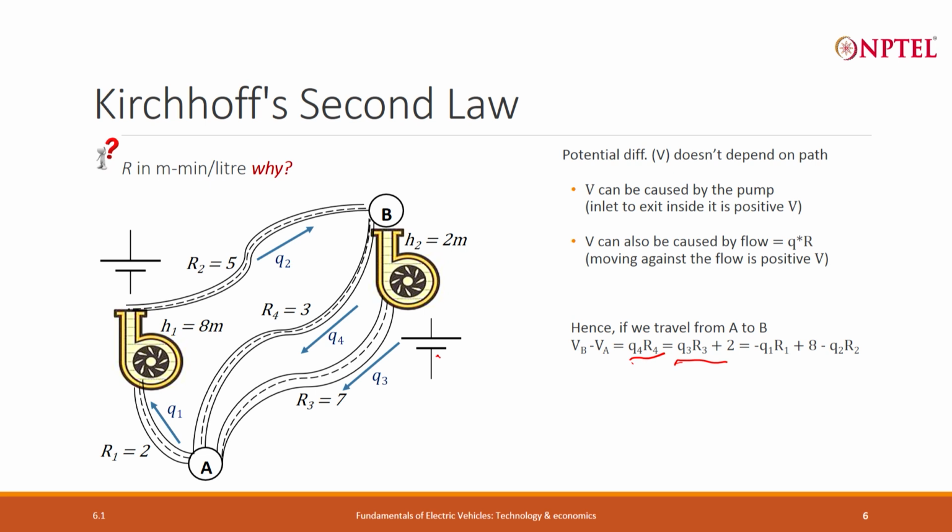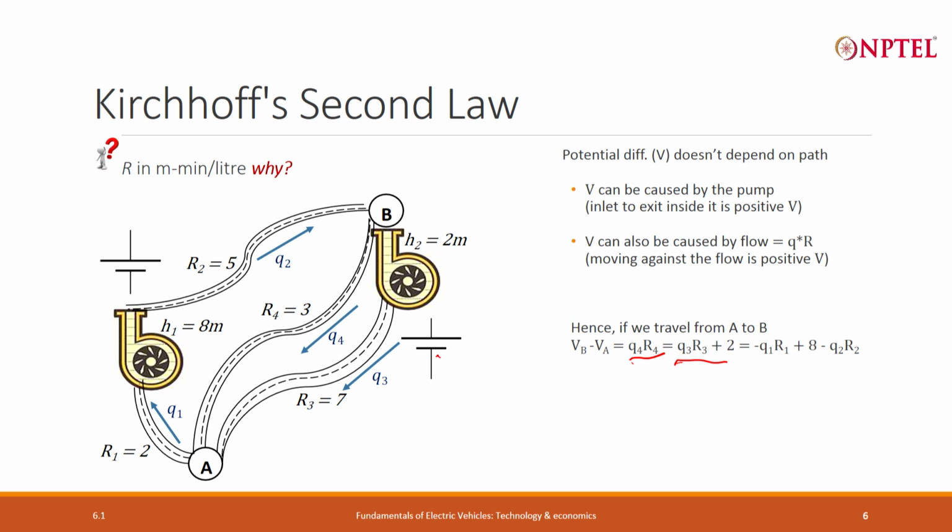And if I take the path on the left, likewise it is negative Q1 R1, because I am traveling along the flow, downstream, and then I am encountering a plus 8, and then the flow is again downstream, it is minus Q2 R2. So, all of these have to be equal.